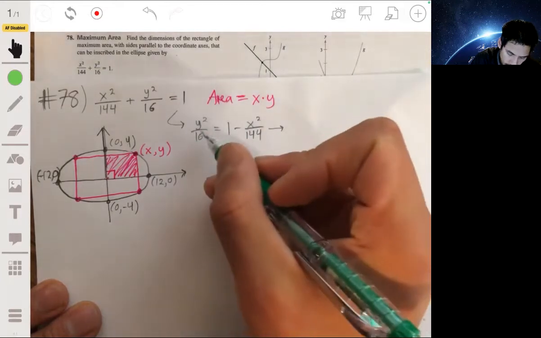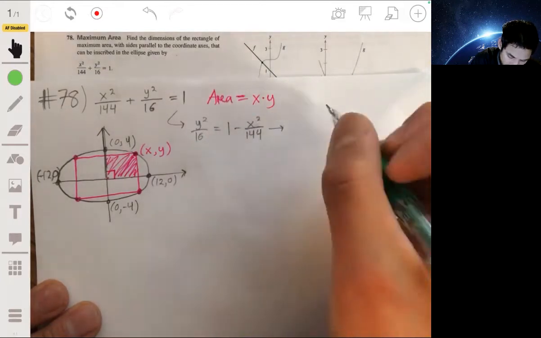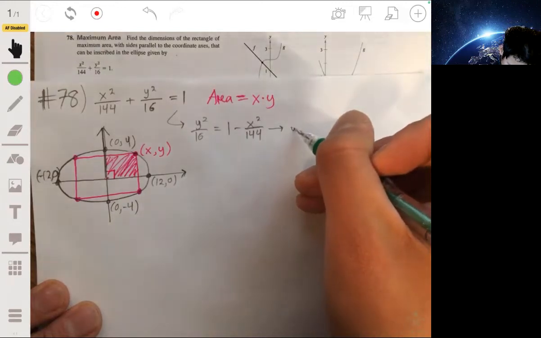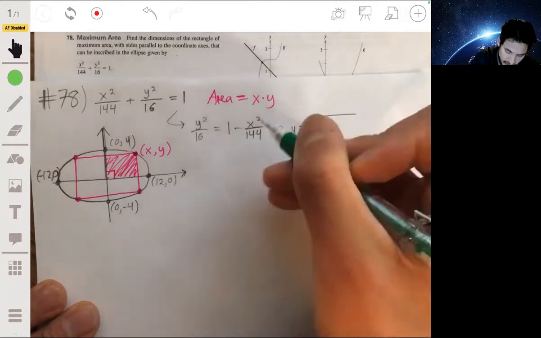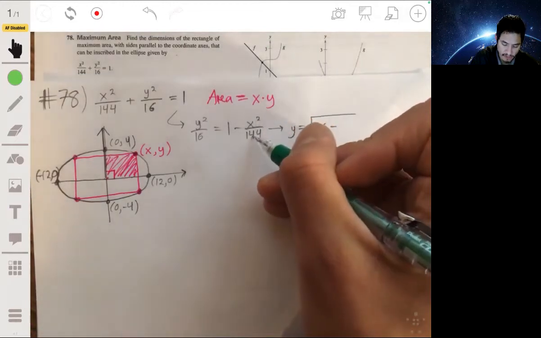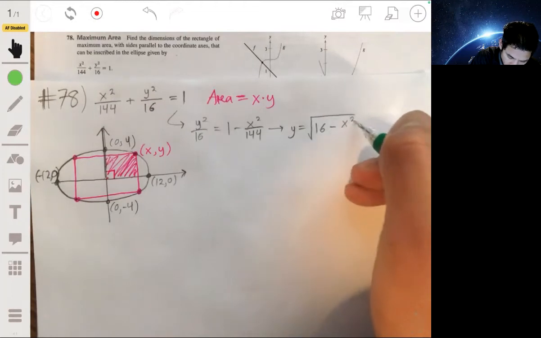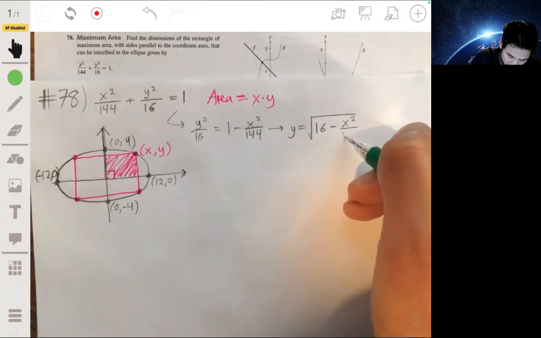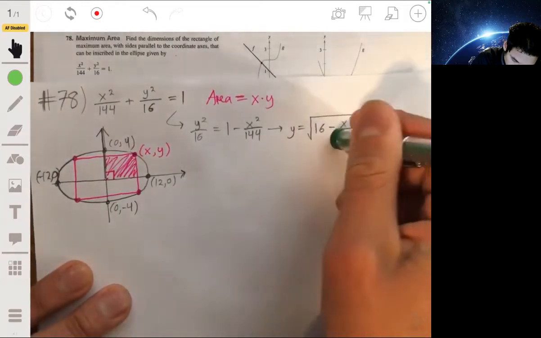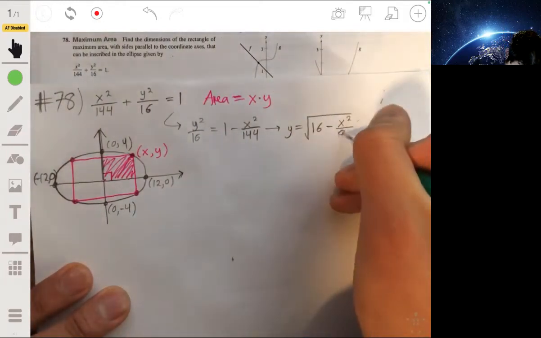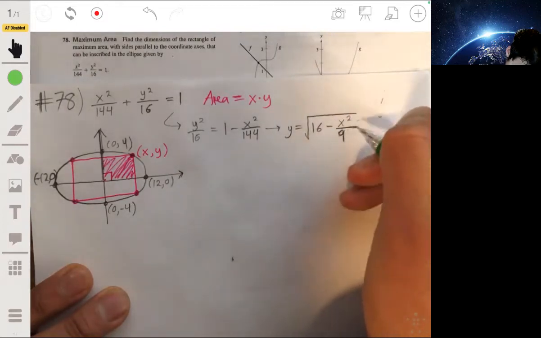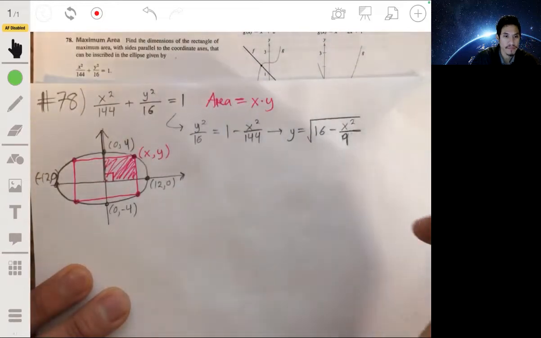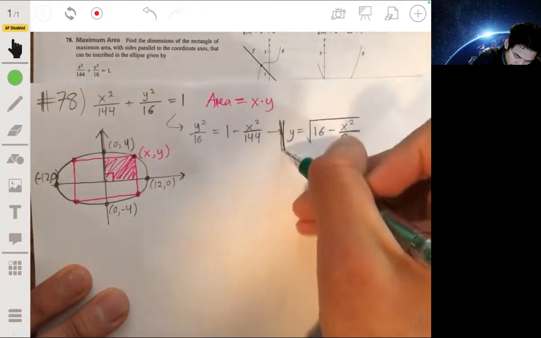Multiplying each of these by 16 and then square rooting, we'll get y is equal to the square root of 16 minus 16x squared over 144, and that'll just reduce to x squared over 9, because 16 goes into 144 nicely, perfectly 9 times. So I should write that over 9. So now I have an equation for y.